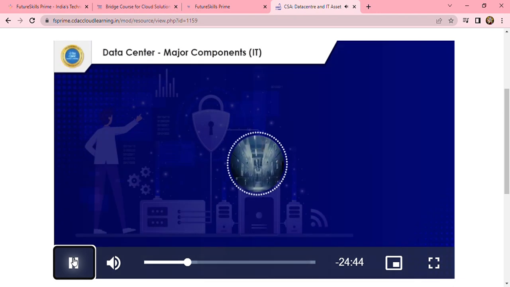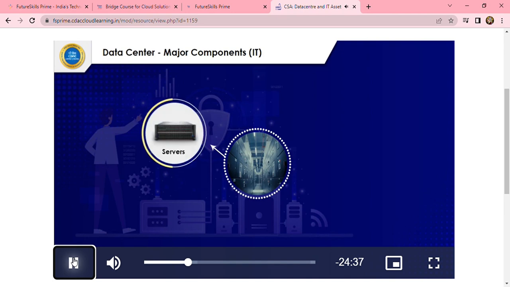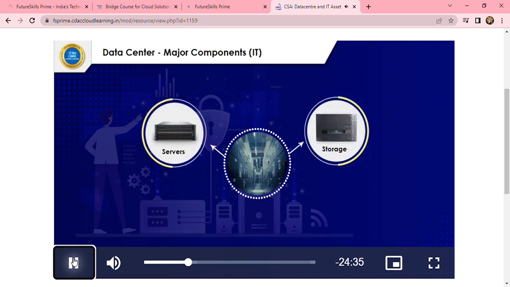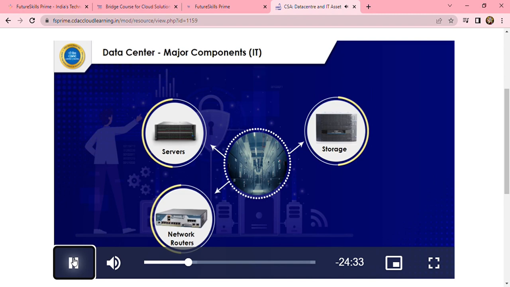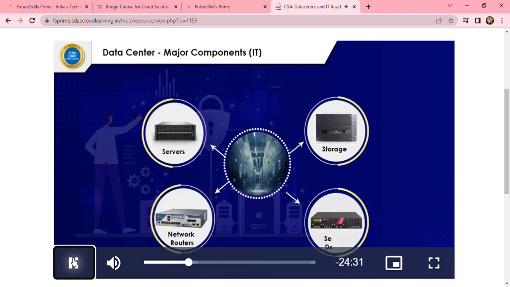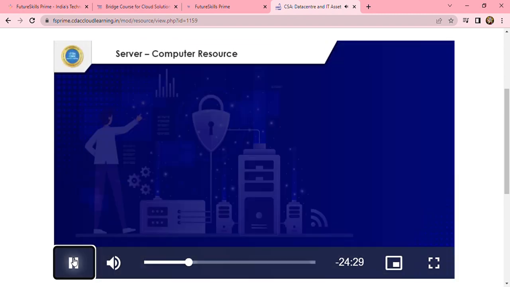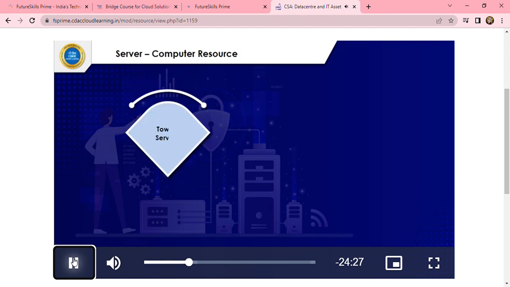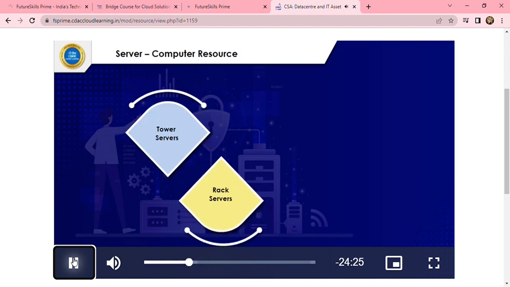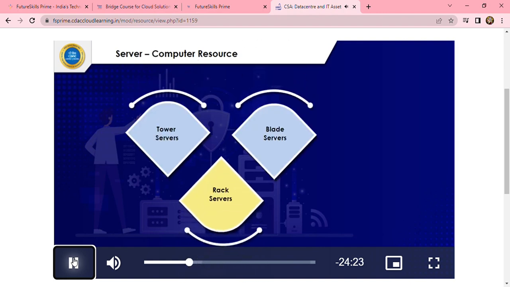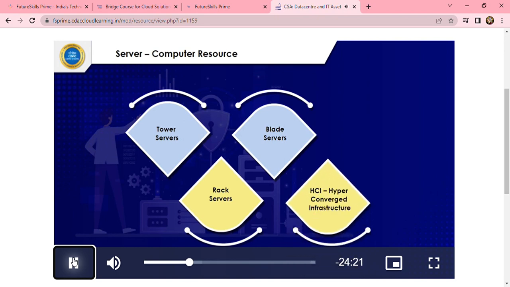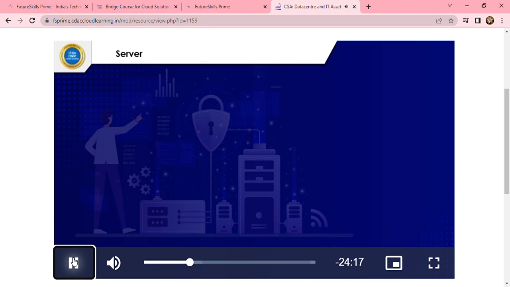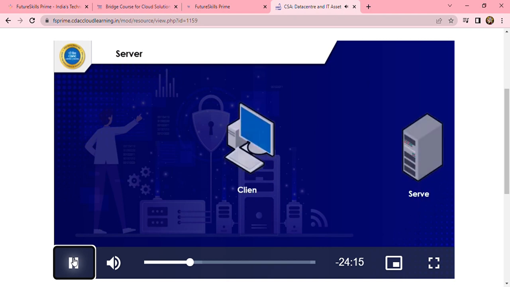Let's see about major IT components. Major IT components are server, storage, network routers, and firewall. Server computer resource: tower servers, rack servers, blade servers, HCI hyper-converged infrastructure. Let's have a deep dive on what is a server and its types.